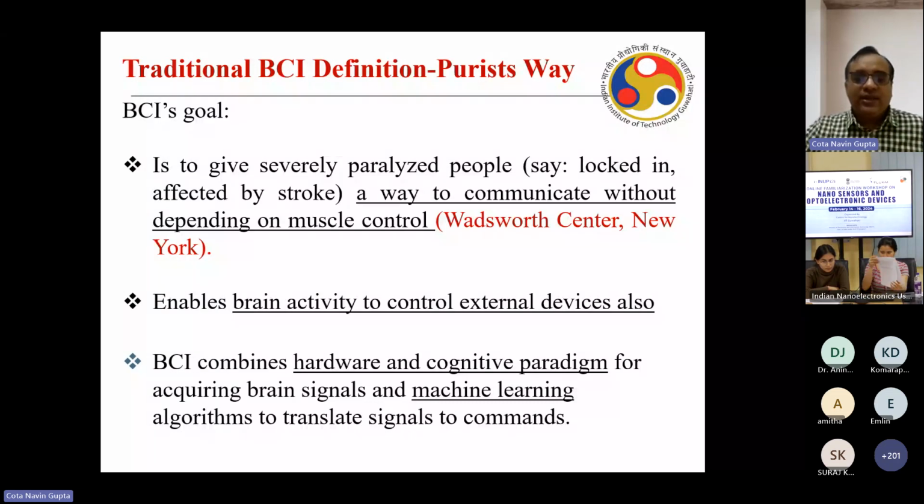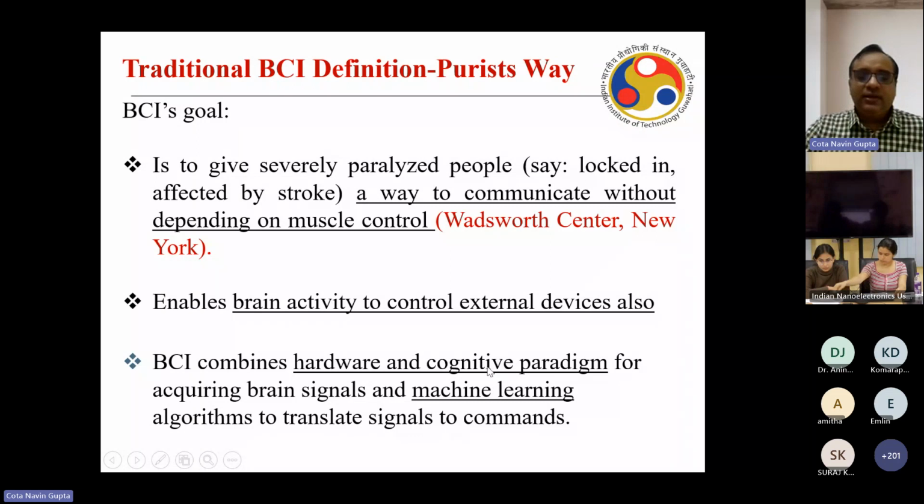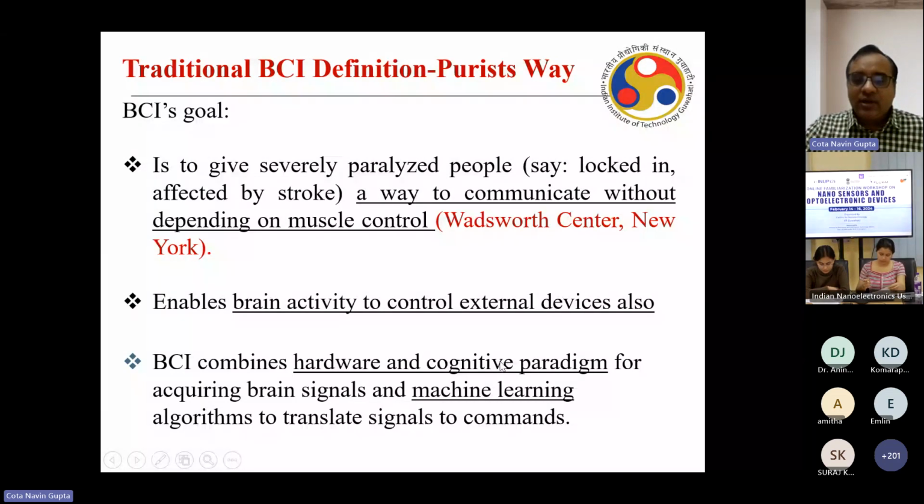So what does BCI actually combine? BCI needs hardware and a cognitive paradigm. The cognitive paradigm is very important. You need to evoke the brain states, and the cognitive paradigm is the stuff which evokes the signals of your brain so that you can decipher what exactly is happening within that scenario, for your machine learning algorithms to pick up and translate the signals to commands. I hope this will be clear as I get into the slides and discuss more about BCI.